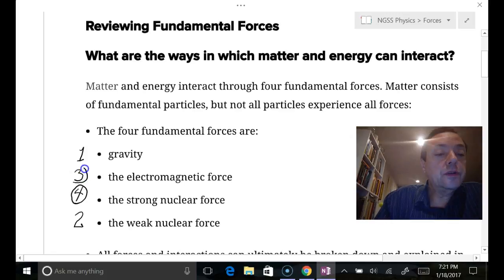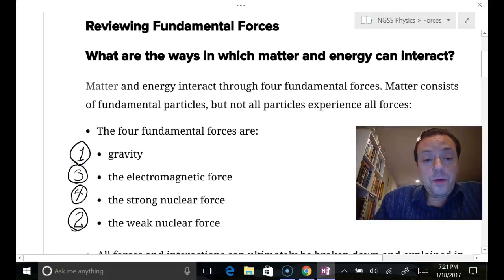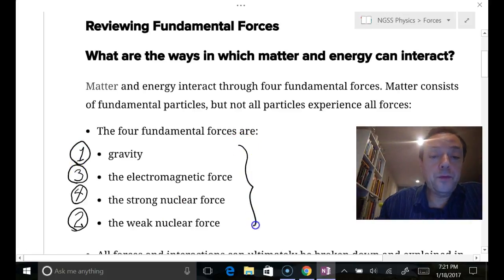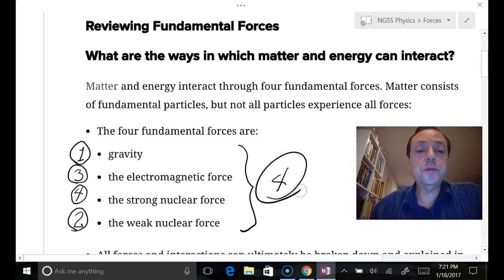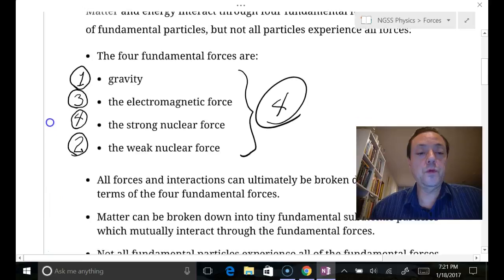Next strongest is the electromagnetic force. Second to last in strength is the weak nuclear force, and the weakest force of all is gravity. If I were to trace any force all the way back as far as I could think about it, it would be traceable down to these four. Okay?